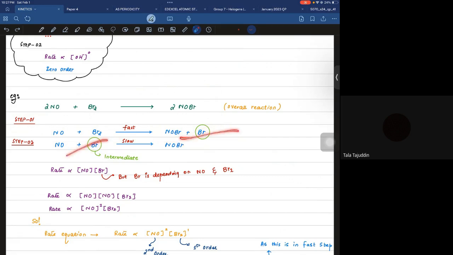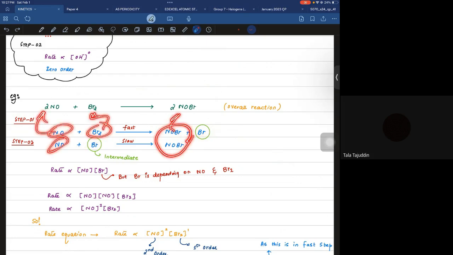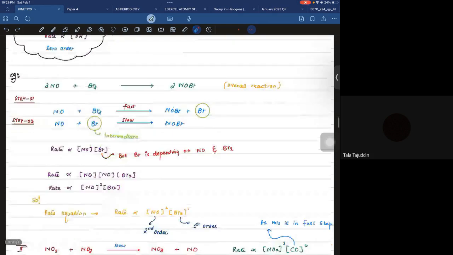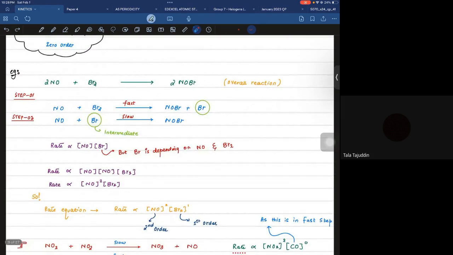So that would be cancelled, and the remaining would be 2NO, 2NO, then Br2, and then 2NOBr you would be having. That's it. This is the proposed mechanism. Okay, so that's the reason.